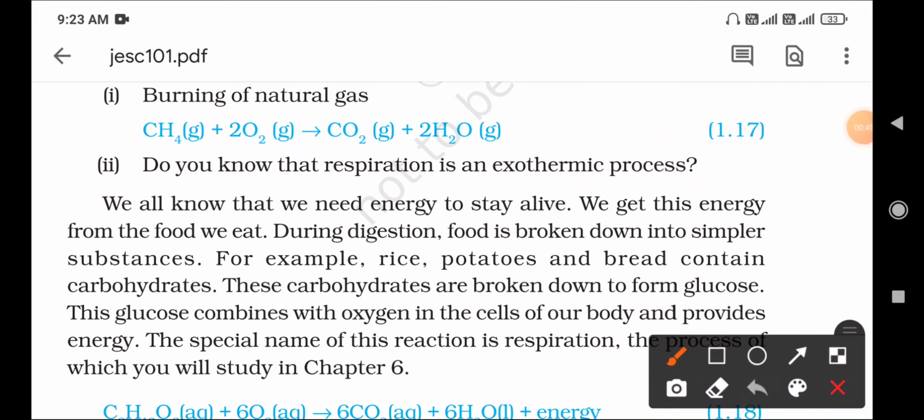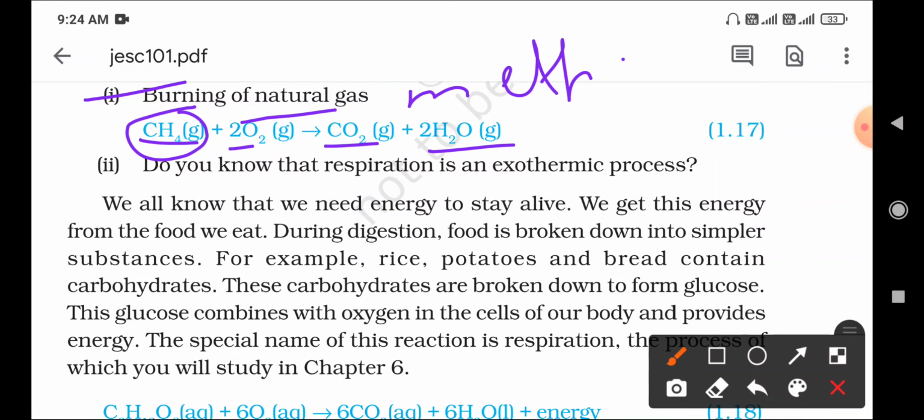The reaction in which heat is released along with the formation of product is called the exothermic reaction. Example of exothermic reaction: CH4 plus O2 gives carbon dioxide plus H2O. Here CH4 is called methane. The methane is called natural gas.